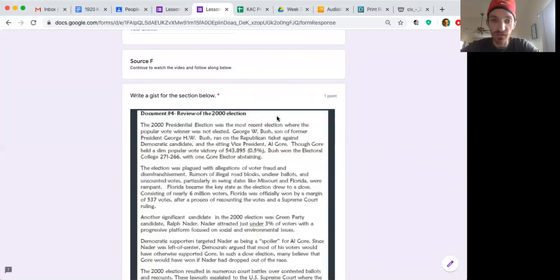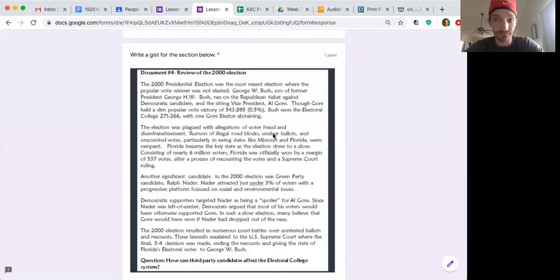Document number 4, review of the 2000 elections. This is 2000. Still don't think you were born yet. I was born. The 2000 presidential election was the most recent election where the popular vote winner was not elected. That's actually a lie. This was written before 2016, where it happened again, but we'll talk about that in a couple of days. George W. Bush, the son of former President George H.W. Bush, ran on the Republican ticket against Democratic candidate and the vice president, Al Gore.